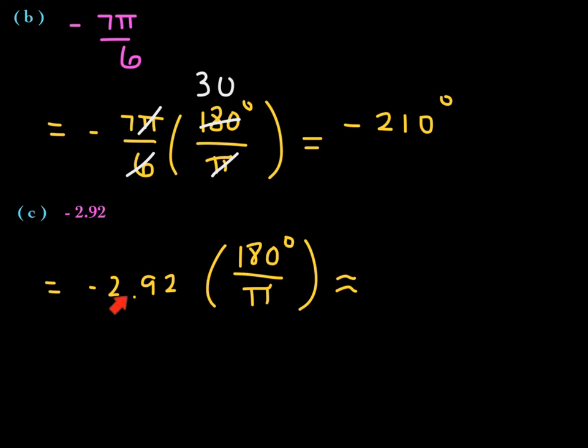So negative 2.92 times 180, and then divide that product by pi, and you should get approximately, now keep in mind here that we have 3 significant digits, so that's what I'm going to round to. So this is approximately negative 167 degrees. Okay, that's what it's approximately equal to.